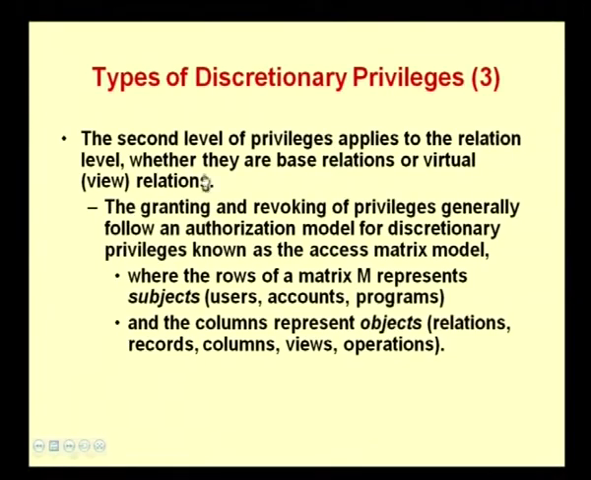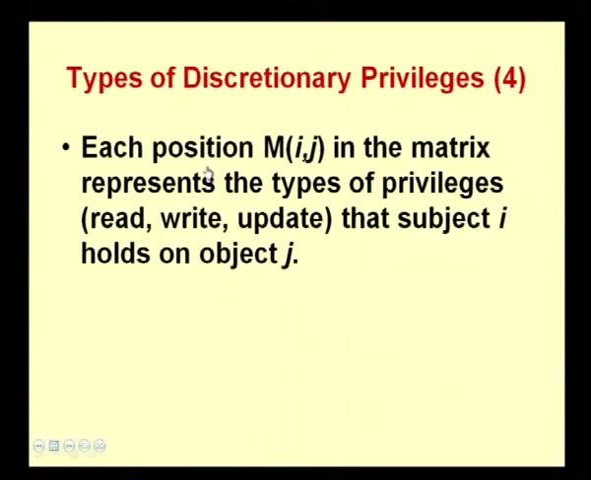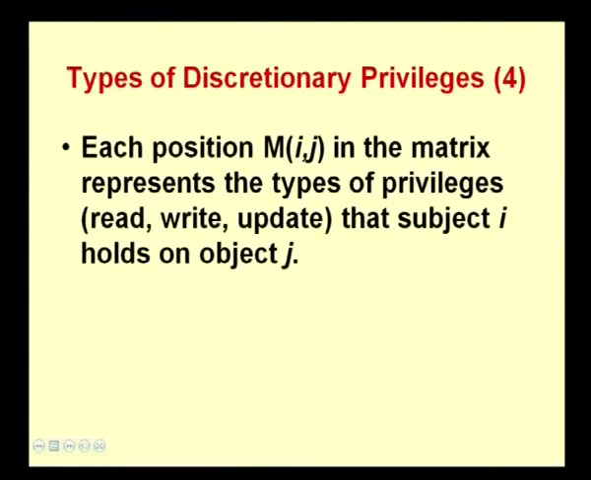The second level of privilege applies to the relation level, whether they are base relations or virtual relations, views. The granting and revoking of privileges generally follow an authorization model for discretionary privileges known as the access matrix model, where the rows of a matrix M represent subjects, users, accounts, programs, and the columns represent objects, which are relations, records, that is tuples, columns, that is the fields, views, that is got from the table, and certain operations. Remember it is a matrix where each row corresponds to a user or the account or the programmer, and the columns correspond to the objects.